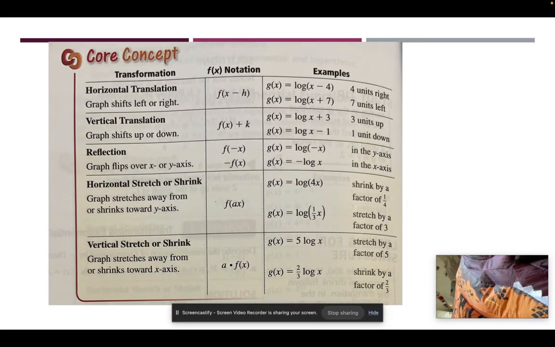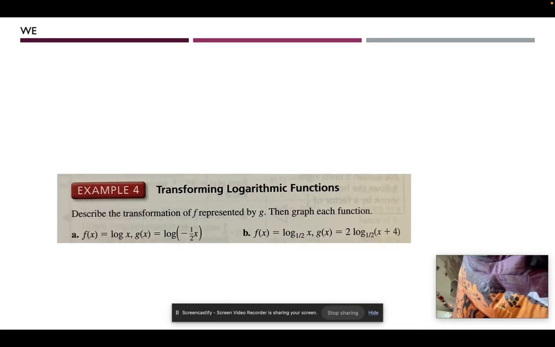Okay, and so here's all the transformations. You might want to pause this and get it down. You have, of course, the horizontal shift, the vertical shift, a reflection across either the x or the y-axis, and then that stretch factor either horizontally or vertically. Okay, so pause and get all this information down.